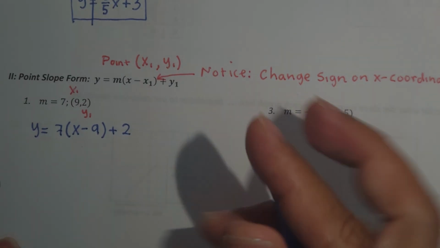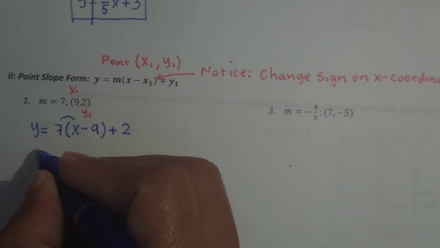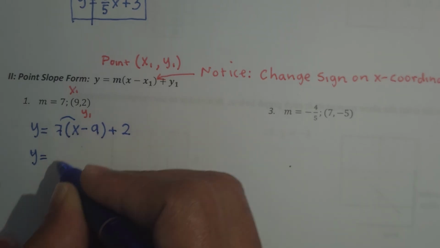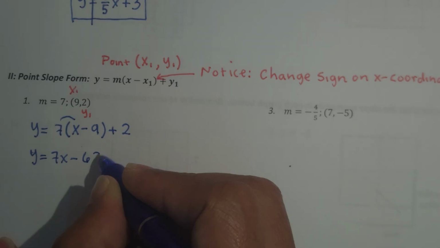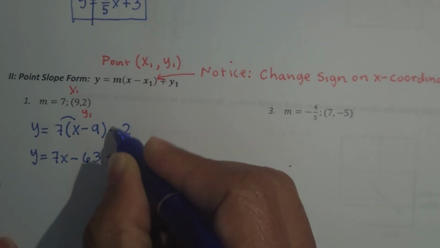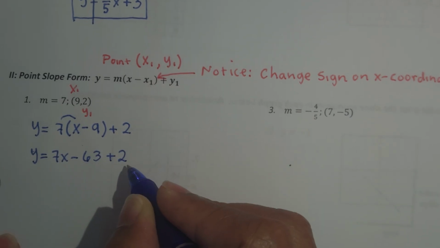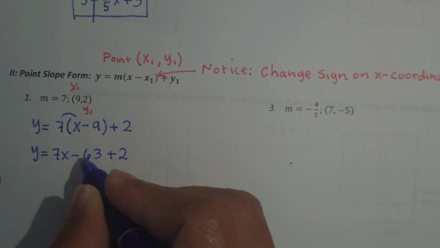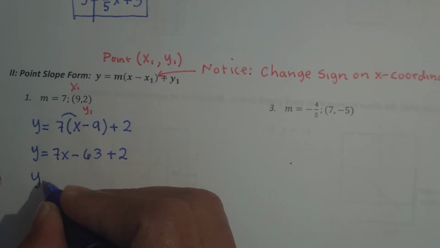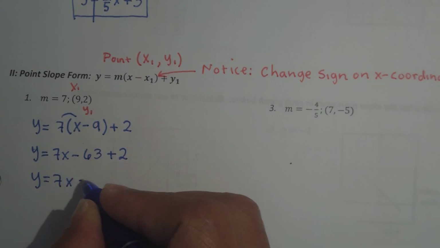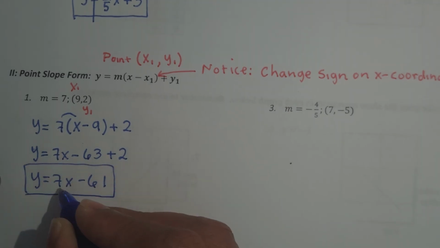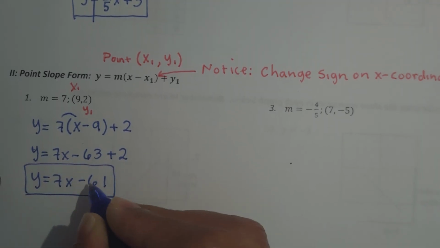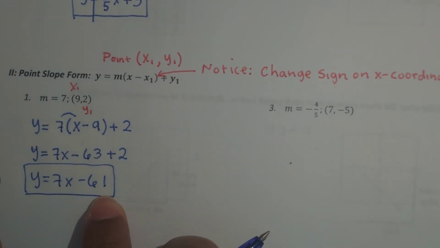Once we get to this point, I'm going to distribute to what's inside of the parentheses. So then y equals 7 times x, that's 7x, 7 times negative 9, that's minus 63. And then we have that plus 2, which is the y1 value. Once we get to this point, we simplify further by combining negative 63 and positive 2. So then the equation is y equals 7x minus 61. So there we have the slope, which is 7, and the y-intercept of the line. The line will be crossing the y-axis at (0, -61), which again is the b value.